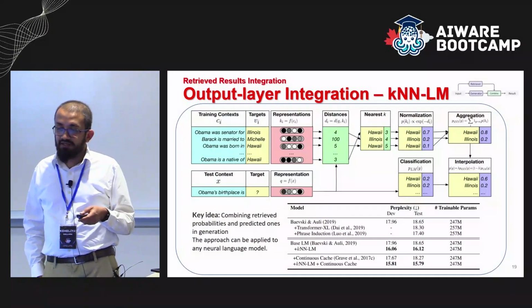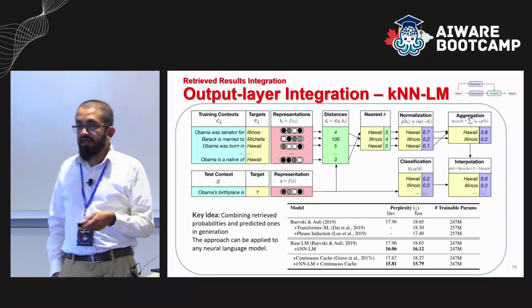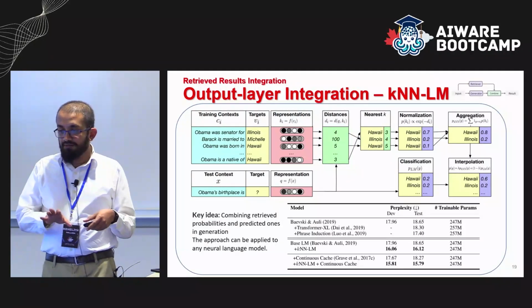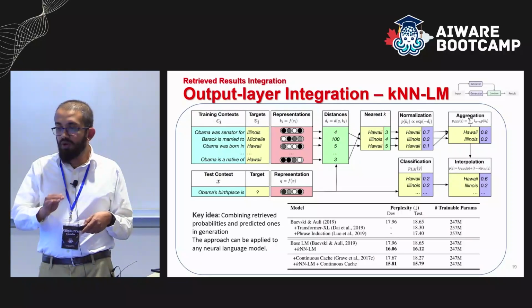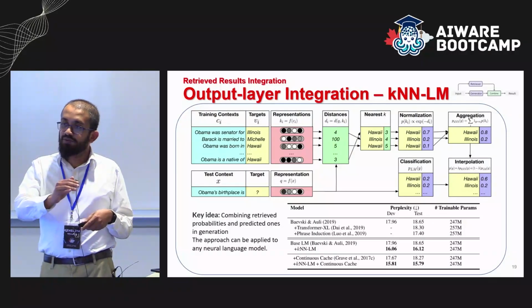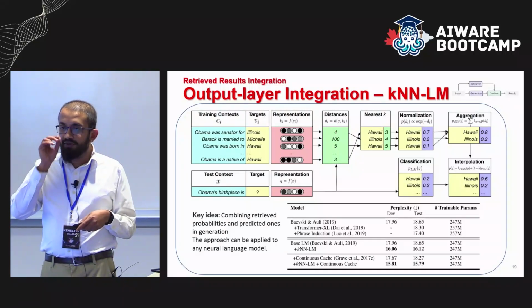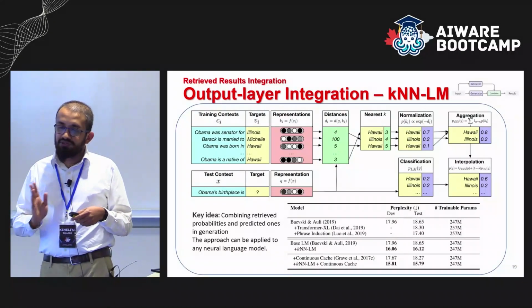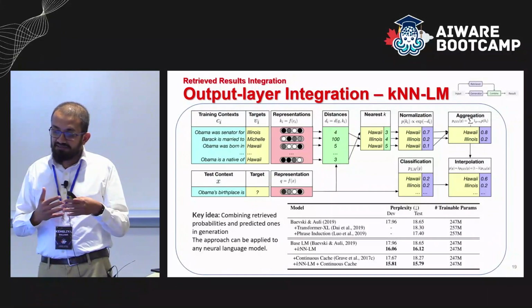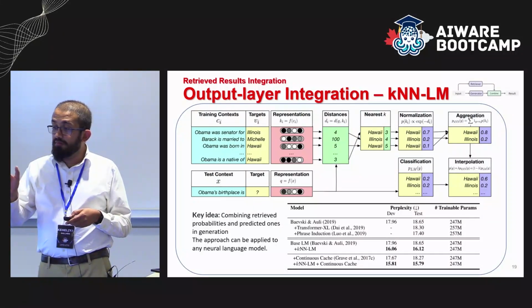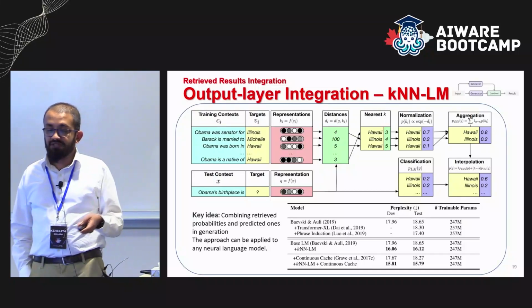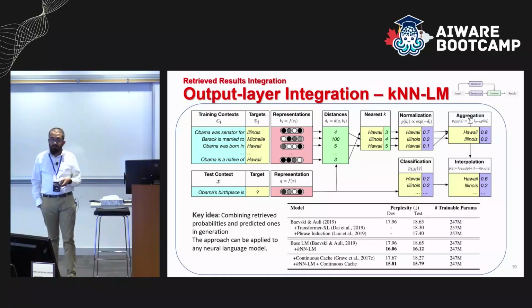And then there's the output layer integration. One example is k nearest neighbor, kNN-LM. So the idea here is, in the final layer, you have probabilities for the next token or next word. Then you have the retrieved tokens also. You use the k nearest neighbor algorithm to merge these things to come up with the most suitable next word. They claim this approach can be applied to any neural language model. And as I said, the idea is combining retrieved probabilities and predicted ones in generation.